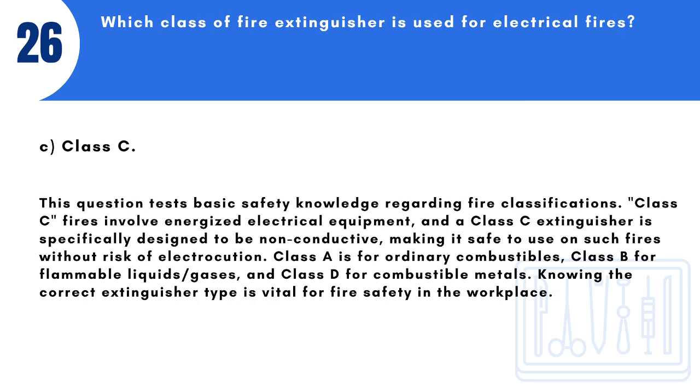Answer: C. Class C. This question tests basic safety knowledge regarding fire classifications. Class C fires involve energized electrical equipment, and a Class C extinguisher is specifically designed to be non-conductive, making it safe to use on such fires without risk of electrocution. Class A is for ordinary combustibles, Class B for flammable liquids/gases, and Class D for combustible metals. Knowing the correct extinguisher type is vital for fire safety in the workplace.